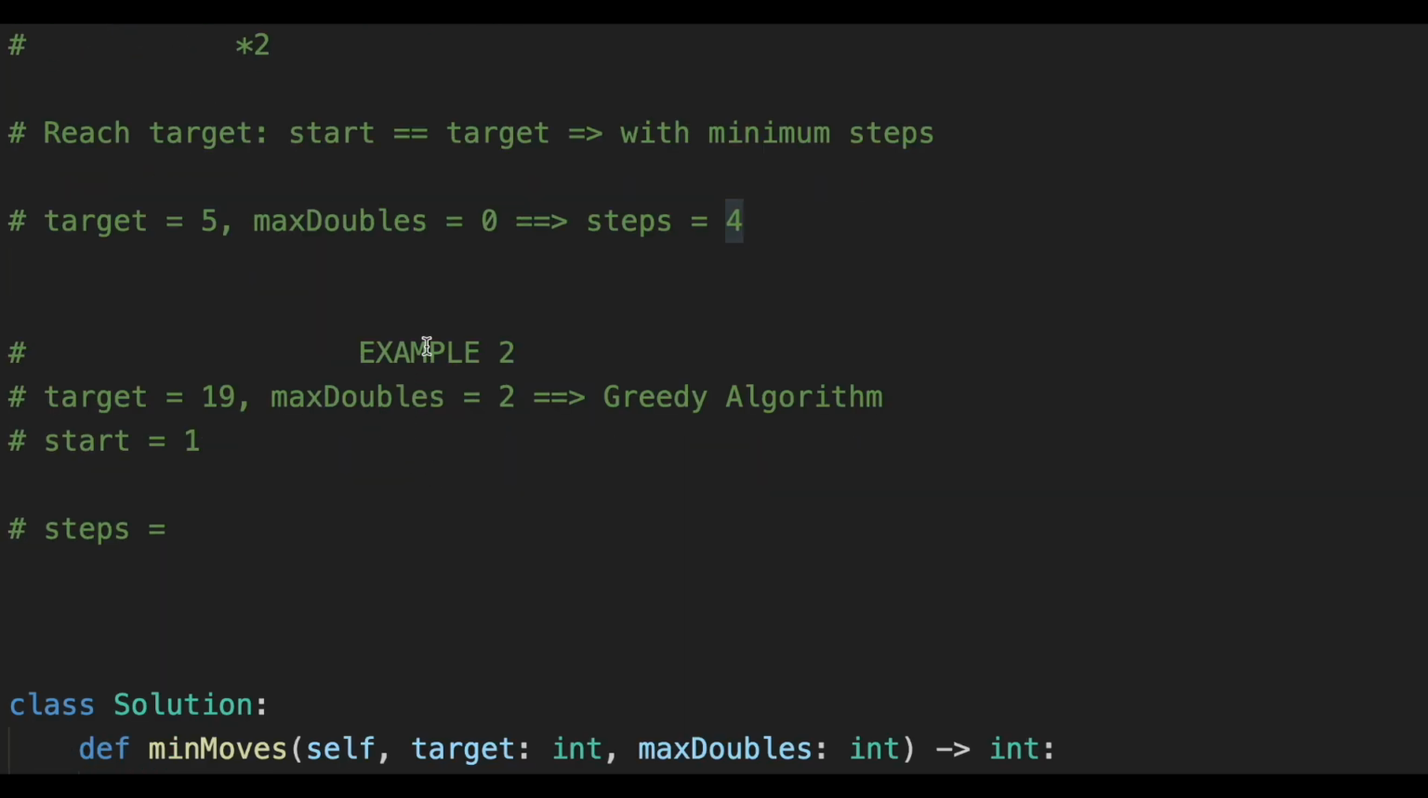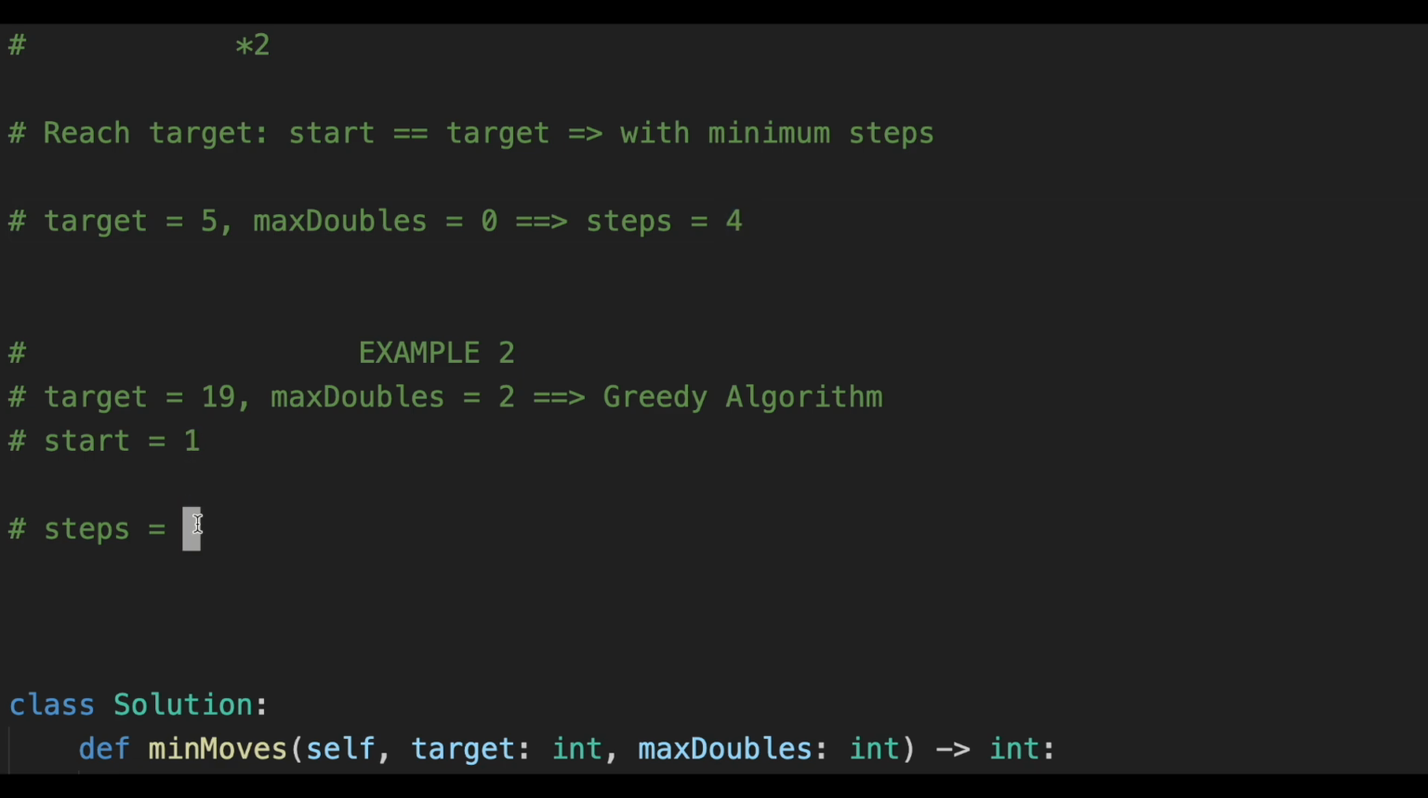Let's say that we have example 2, where our target is equal to 19 and our max double is equal to 2. The approach that we are going to use in this case is the greedy algorithm. We need to start from 1, but what we are going to do is start in reverse. We are going to start from target 19 to reach the start. So we are going to do that in reverse.